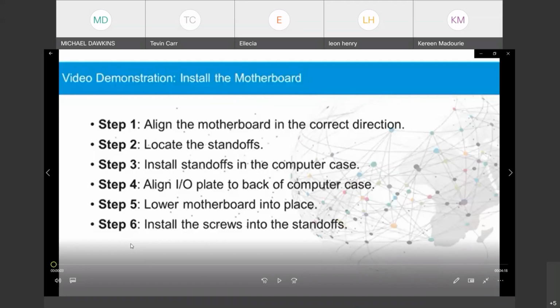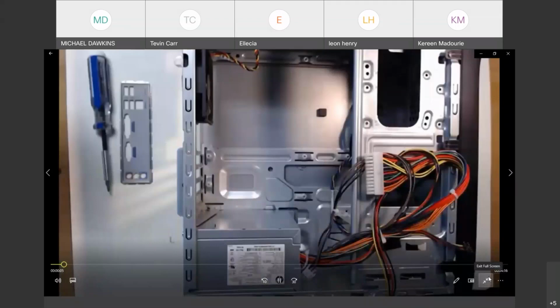All right, so let us look at the video. Hello everyone. Can you believe it? We're going to install the motherboard with the CPU, heatsink, and RAM into our computer case.